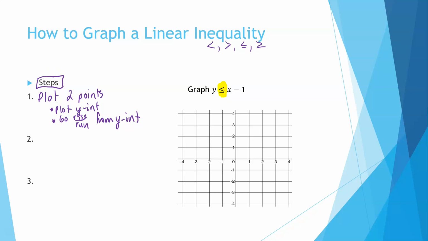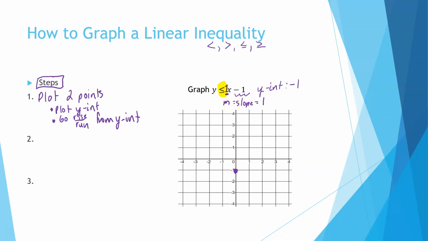So if I'm graphing y is less than or equal to x minus 1, right now I don't need to worry about the inequality. I'm just going to plot 2 points like I always would. My b, or y-intercept, is still the end number, which is negative 1. So I'd plot that point here. And now remember, if there's no number attached to the x, my m, which is my slope, would be just a 1. Okay, so I could put a 1 there if I wanted to.